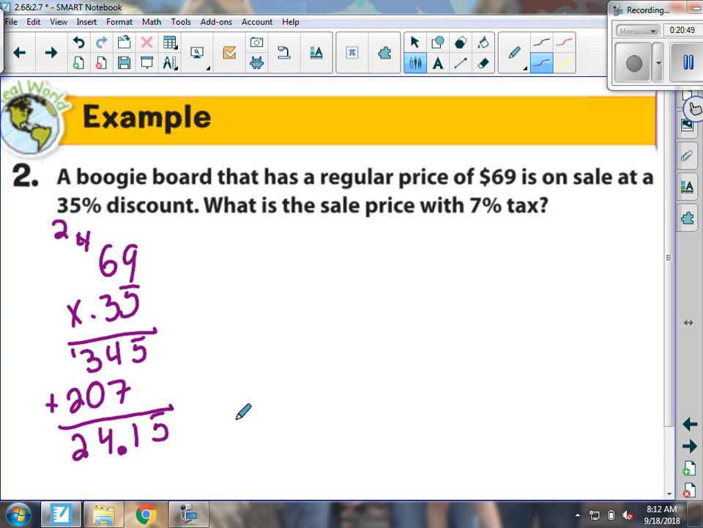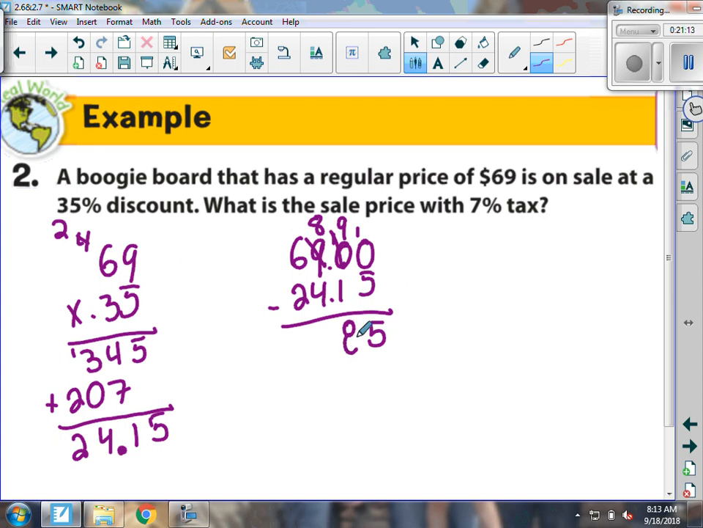Okay. Remember, this is not your sale price. This is how much the discount is. So we need to subtract that from $69. Okay, because this is how much the price is before tax. So I carry my ones. 10 minus 5 is 5. 9 minus 1 is 8. Bring down my decimal. 8 minus 4 is 4, and 6 minus 2 is 4.